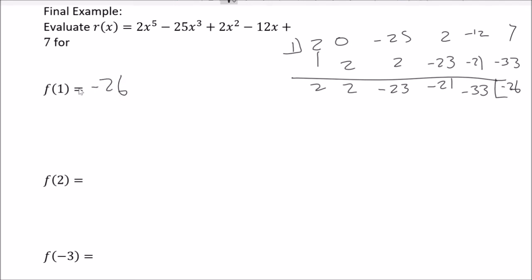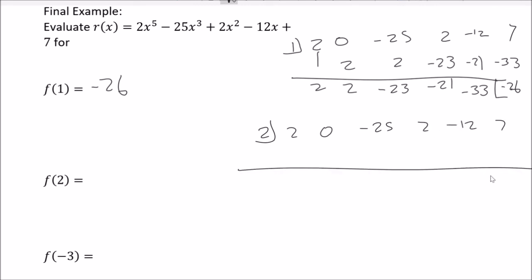Okay, so with that one, when it's 1, it doesn't necessarily save us a ton of time. Let's see what happens with 2. 2 works the same way. Same coefficients, 2, 0, negative 25, 2, negative 12, and 7. All right, we're going to cruise through this thing. Pull the 2, multiply by 2, and you get 4. Add them and get 4. Multiply and get 8. Negative 25 plus 8, got to think for just a second. I think that's negative 17.